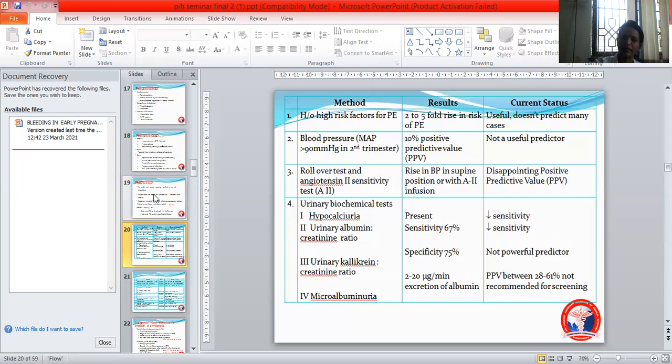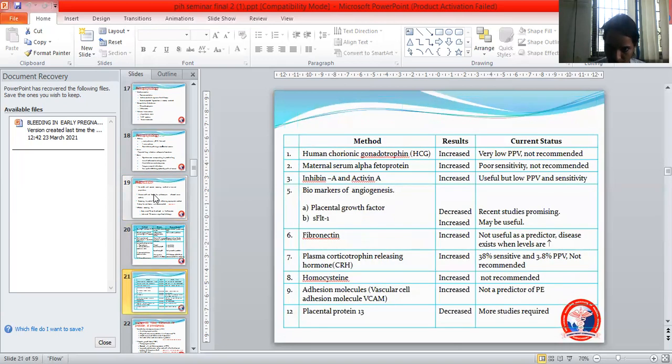There are also multiple biochemical parameters you can see in the urine and blood, which have very low sensitivity and are not very useful practically. What can be seen in urine is hypocalciuria, urine albumin creatinine ratio, kallikrein creatinine ratio, and microalbuminuria. All these are urinary biochemical parameters for screening.